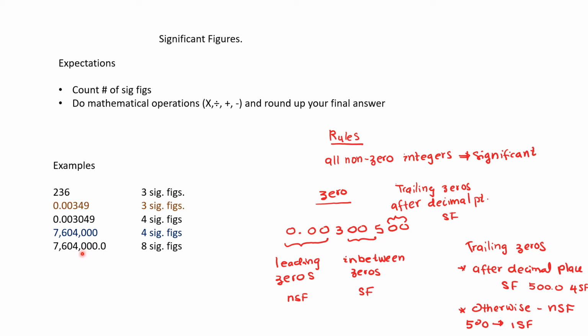This number has trailing zeros. However, it doesn't have a decimal place, so these are not significant. In this case, we have 1, 2, 3, 4 significant figures. Let's look at this number. Always remember trailing zeros, when they are after a decimal place, are significant. That makes this number have 8 significant figures.